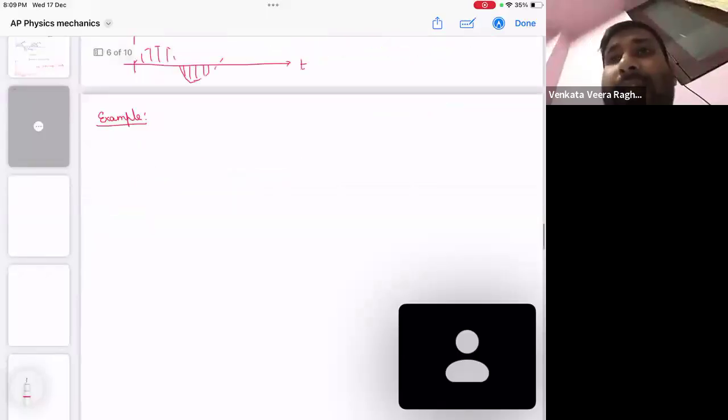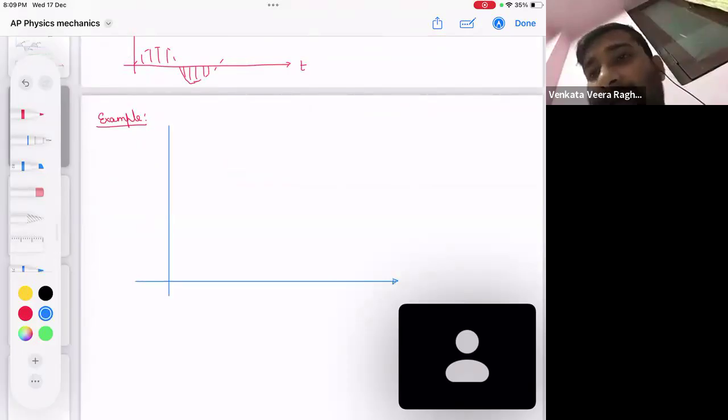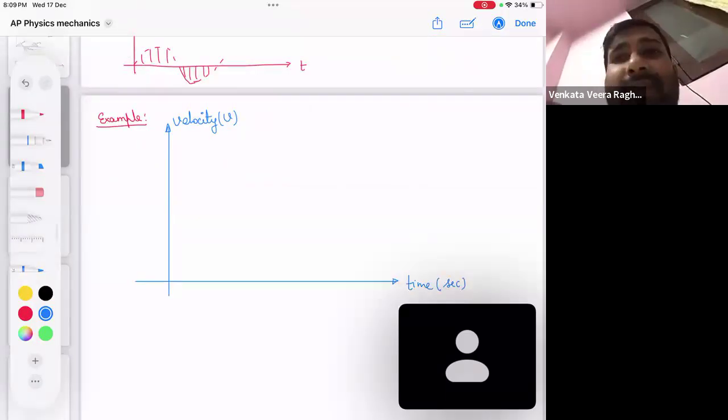I'm going to give you a graph, in which I'm going to plot velocity versus time. On the y-axis, we have velocity in meters per second, and on the x-axis, we have time, and the unit is seconds. Now, the graph is given like this.